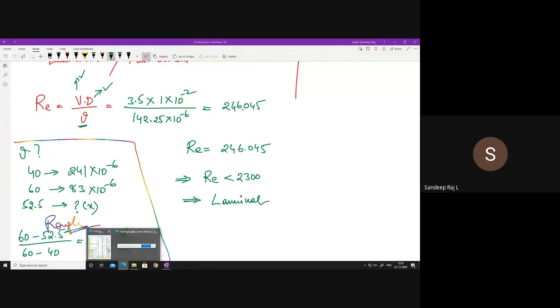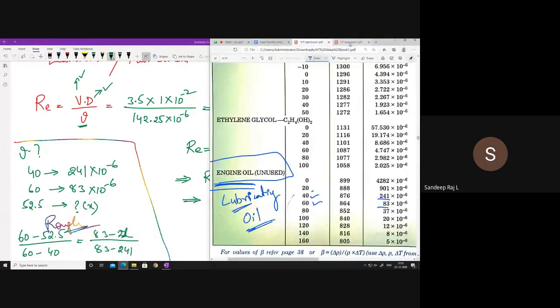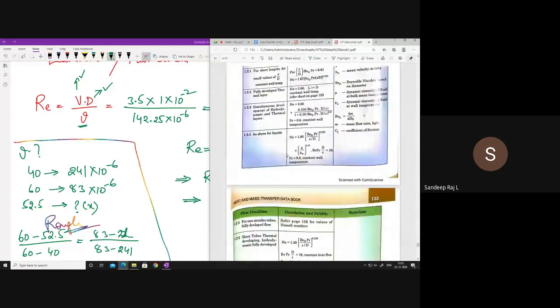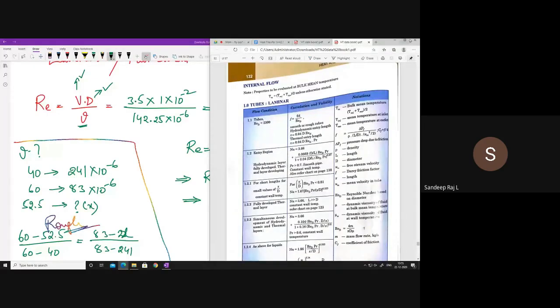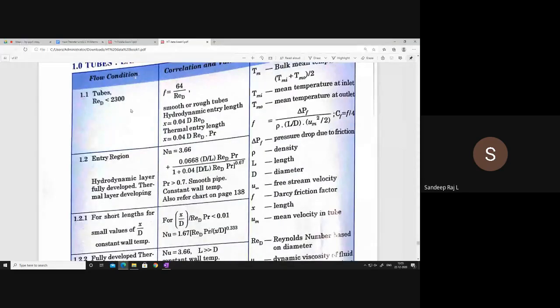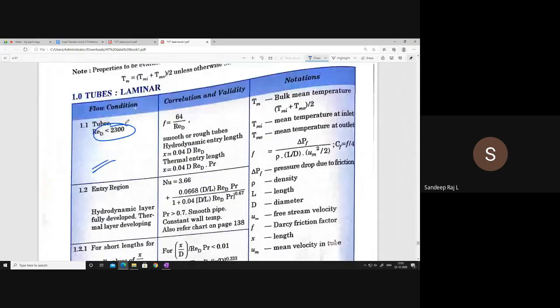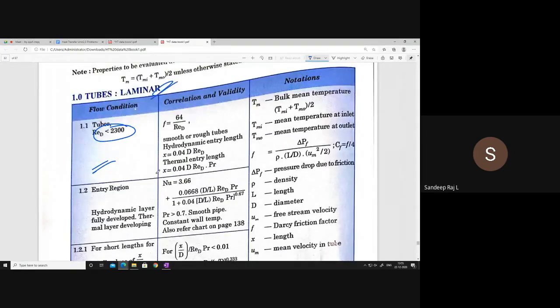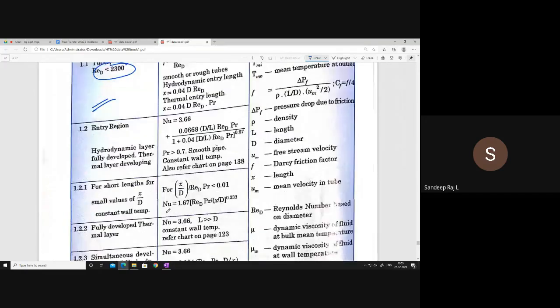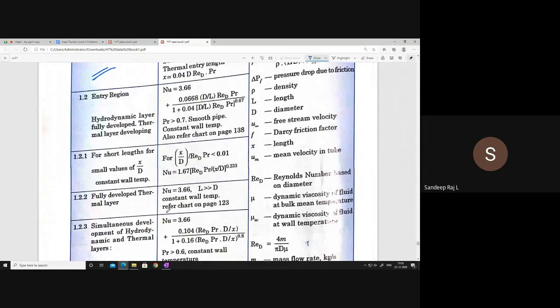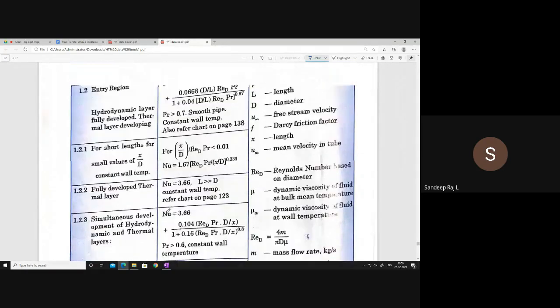Once you know that it is a laminar flow, you will go to the data book, page number 132. Okay, page number 132, you will have these formulas here. Re is less than 2300, so you can use any formula that is there under the laminar section here. Under this, any formula you have to use. So which formula will you use here? That is the important question.